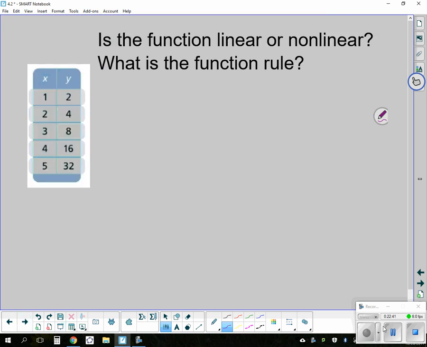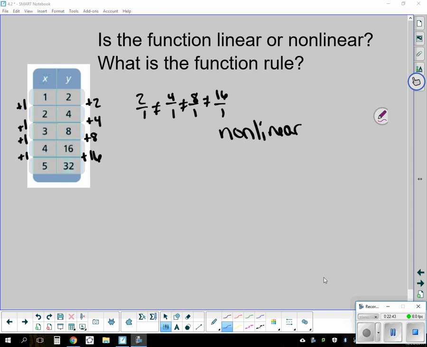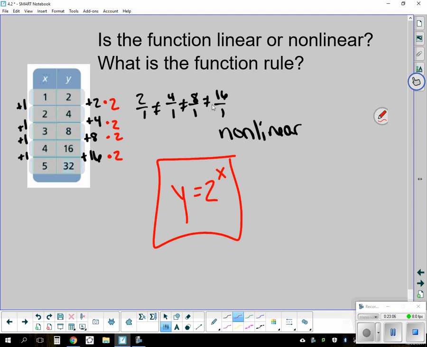Okay, pause the video, you guys figure this one out. Okay, answer to the first part, it is nonlinear because I have 4 different rates of change. So knowing it is nonlinear, pause the video again if you have not figured it out and try and find the function rule. Okay, I noticed that I had a pattern going down of multiplying by 2. So that becomes the base of my exponent, and my exponent is the variable x.